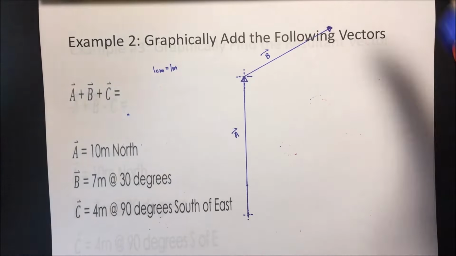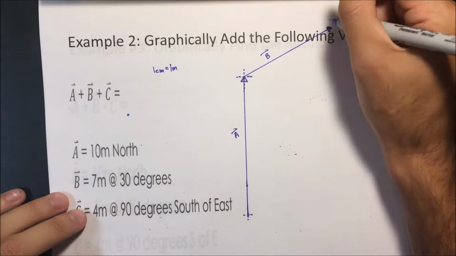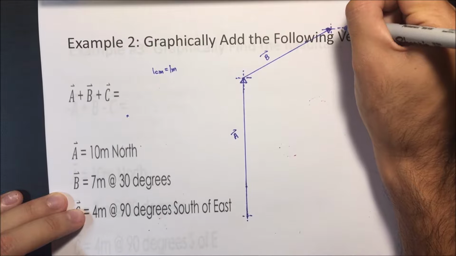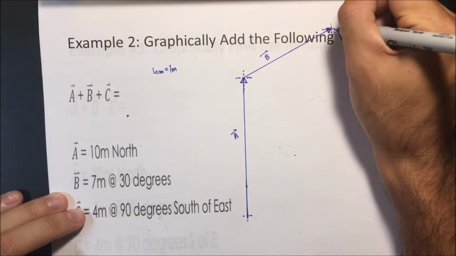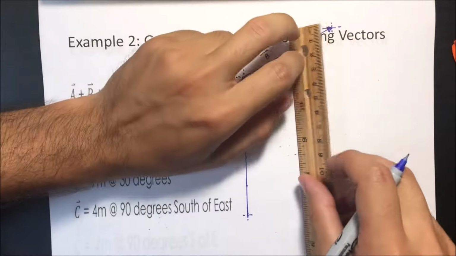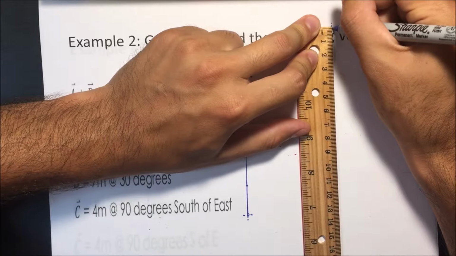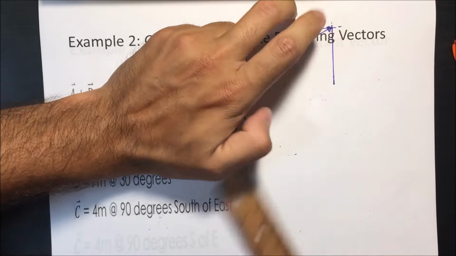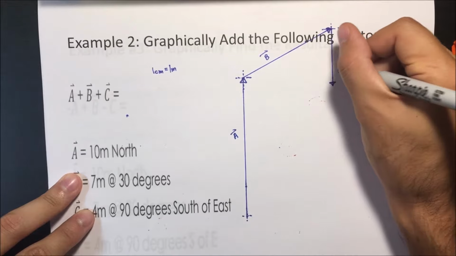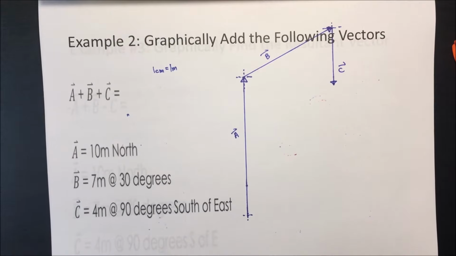All right, and now vector C, 4 meters at 90 degrees south of east. Okay, so let me make my cross reference again. So this is east over here. I'm going 90 degrees south. So that's pretty much just going directly downwards like this. And we're going to go 4 meters downwards. So I'm going 4 centimeters directly down. Like that. And then this is where we end up. So when we added them all together, this is where we end up over here.